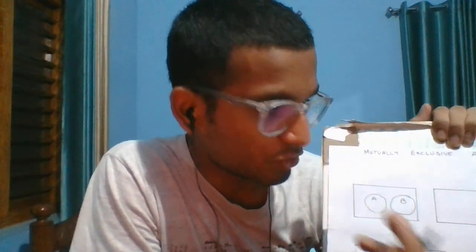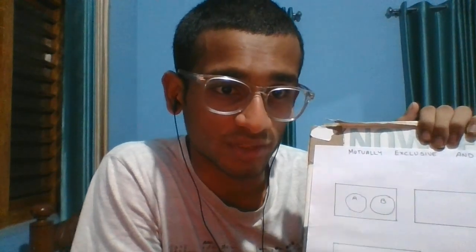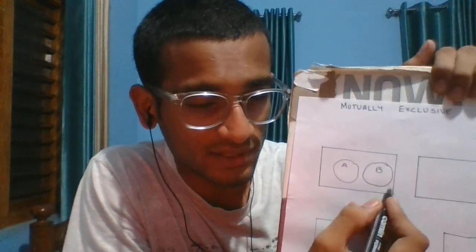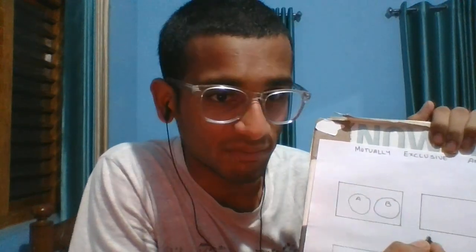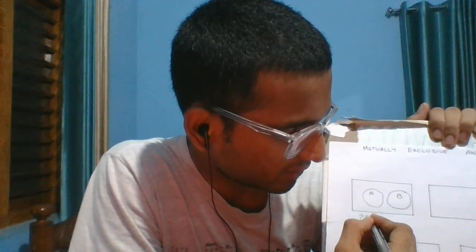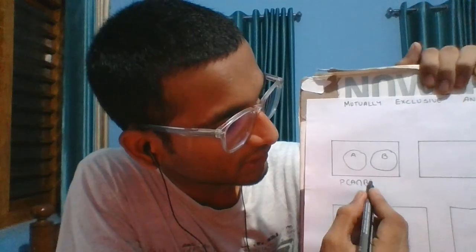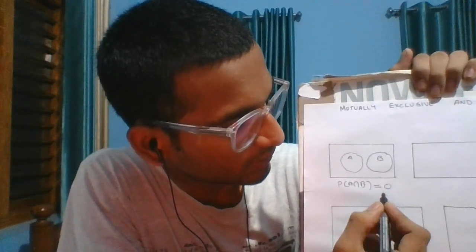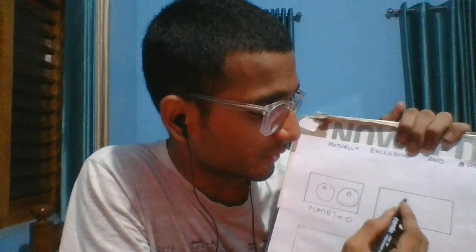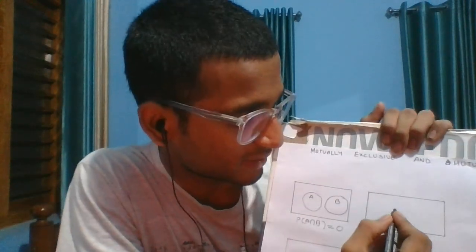So when two events have no common elements, that's when we say that they are mutually exclusive. They are two mutually exclusive events. So for this sample space, events A and B are mutually exclusive. You can also say that P of A intersection B, I hope you can see this, equals 0 because they have no intersection.